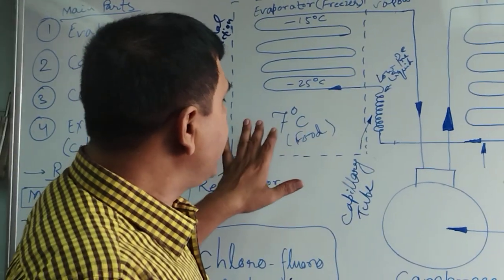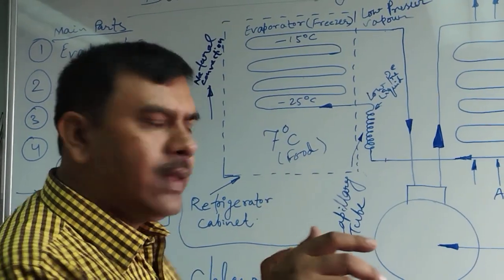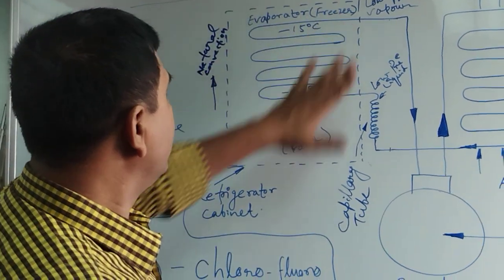When the food temperature is 7 degrees Celsius while circulating, then natural convection will occur here.